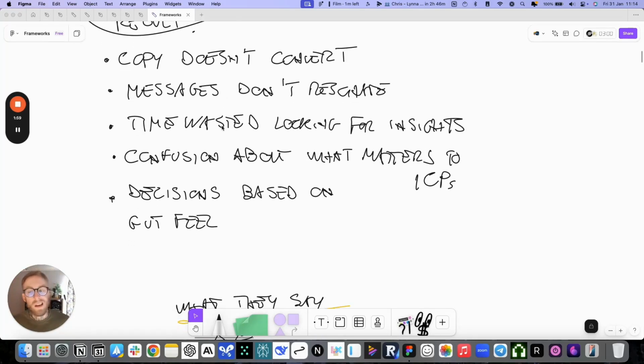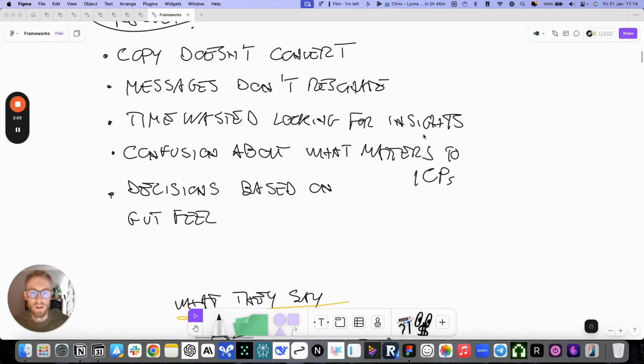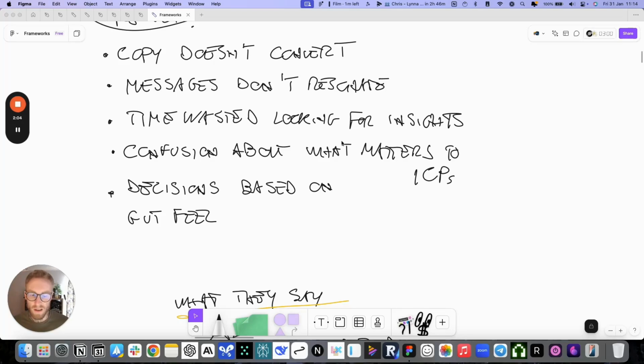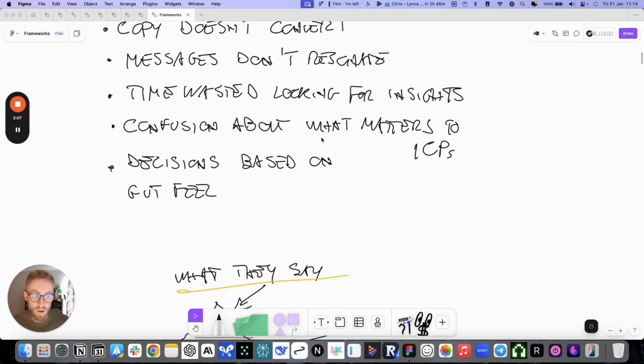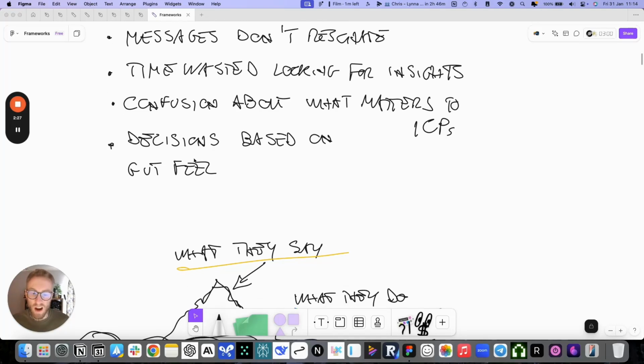Lots of time is wasted, obviously, on looking for insights because everything is scattered and messed up. There's confusion about what matters to your ICPs, to your customers, because with scattered research and confusing approaches to finding those insights, you never know where to look for what. And decisions are based on gut feelings rather than actual data.